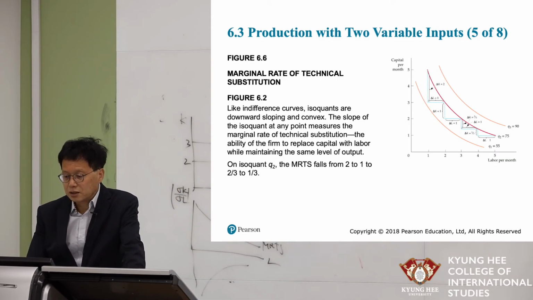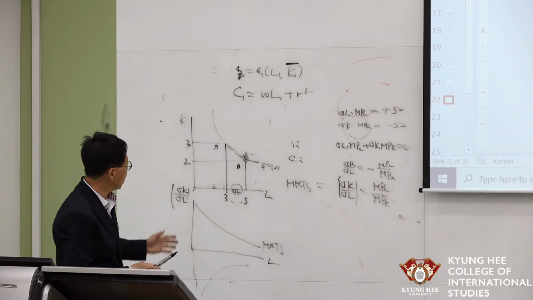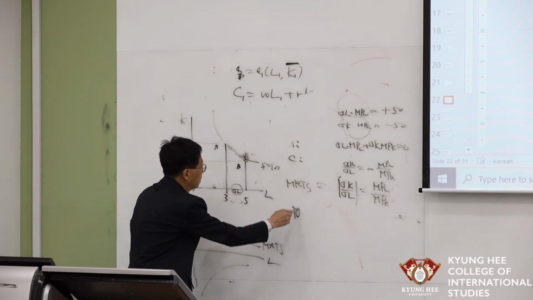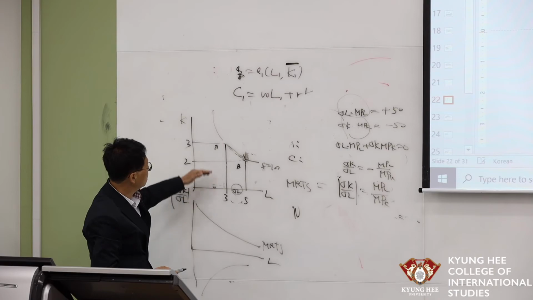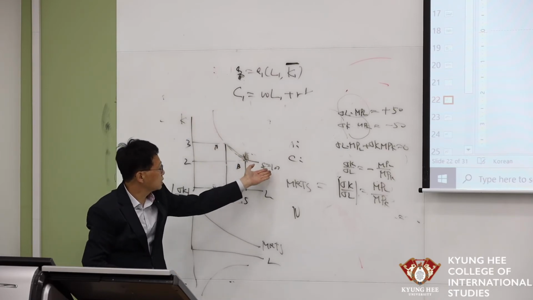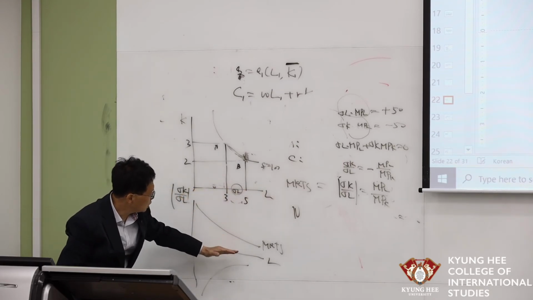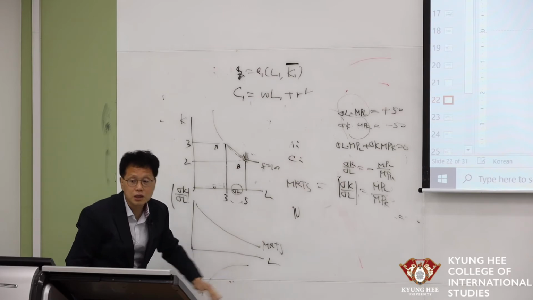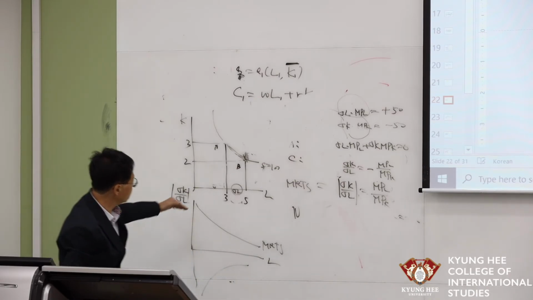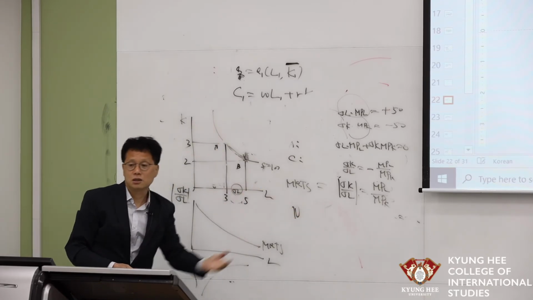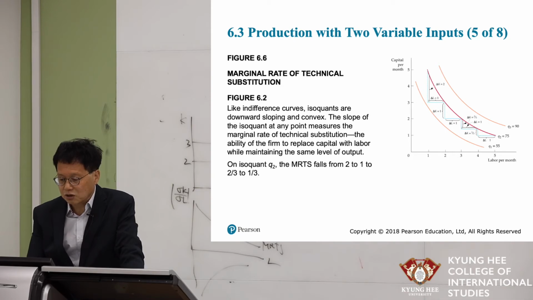Next slide. Marginal rate of technical substitution: like the indifference curve, isoquants are downward sloping and convex. So downward sloping and convex, right? So that is negative. Labor increases, right? Then shaped like this. The original function is shaped with a negative relation. In other words, the changing rate is negative. Okay? And convex. Convex means decreasing MRTS. Then the original function is shaped like this. Okay? Isoquants are downward sloping and convex.